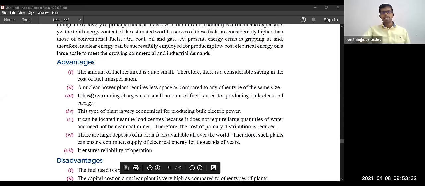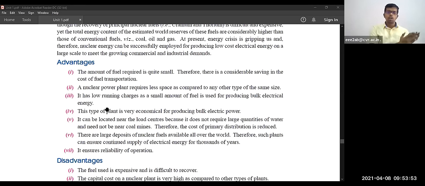Also, it has low running charges, as a small amount of fuel is used for producing bulk electrical energy. So running charges are very low. Running charges for a thermal power plant are much higher, as you know. You have to take the coal from the coal handling plant to the furnace. The distance between the coal handling plant and the furnace is approximately 0.5 to 1 kilometer, so the coal has to travel that far.